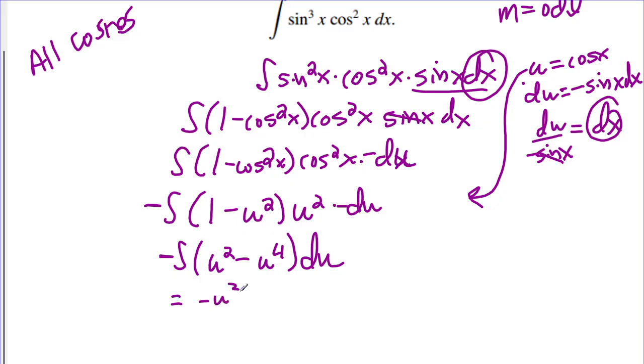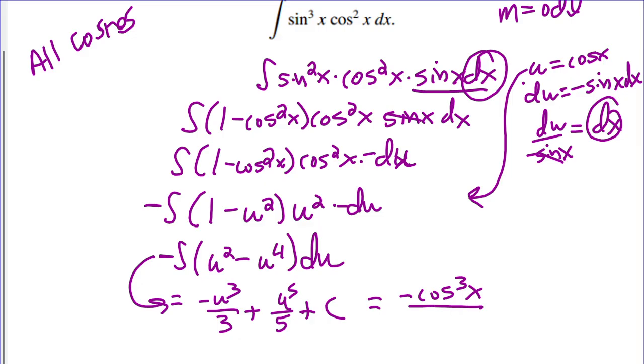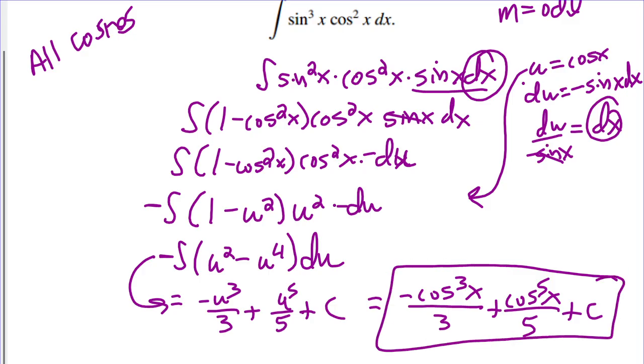We'll get negative u cubed over 3, plus we'll add our 1 to the 4 to get 5, divide by 5. And then plus c, the sign's flipped because we have the negative for the integral. Now we can come back and plug in our u, which is our cosine, to get our final answer, which then is negative cosine cubed of x over 3 plus cosine to the fifth of x over 5 plus, don't forget, our constant of integration.